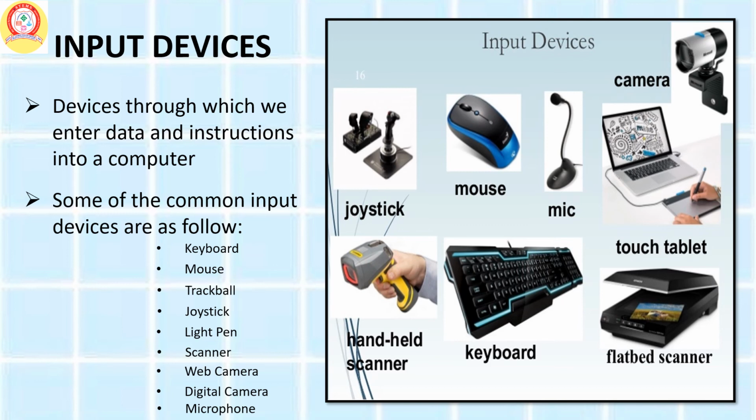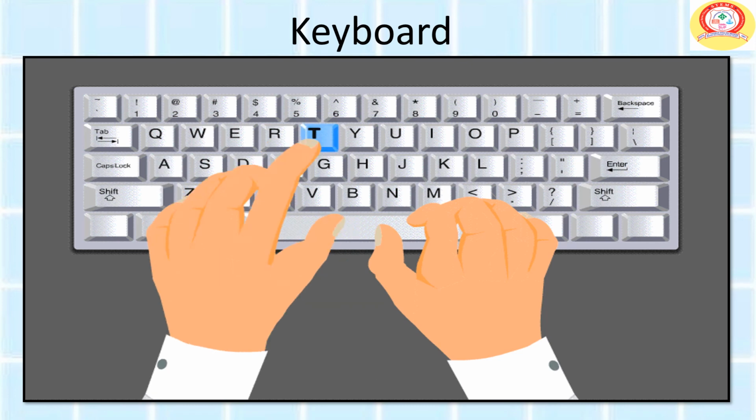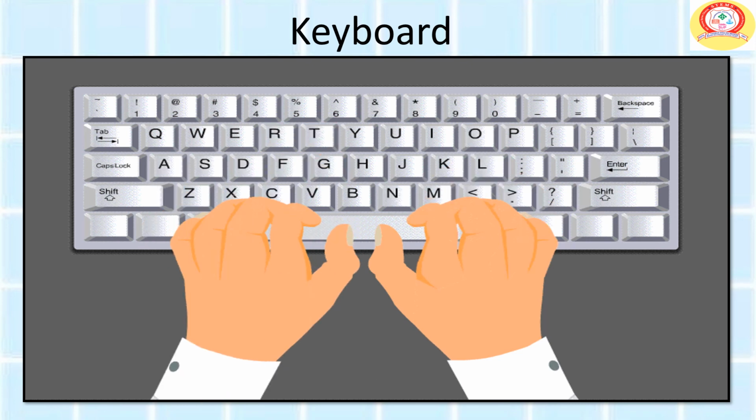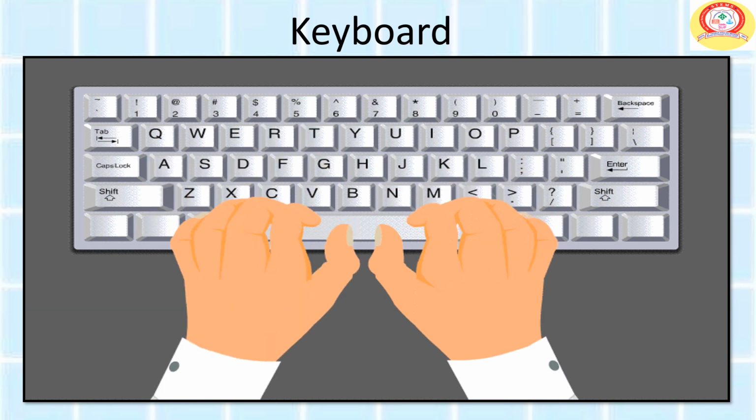Children, these are some of the input devices. Let's study them in detail. Let's start with the first, keyboard. Children, this is a keyboard. A keyboard is the most commonly used input device. A keyboard has keys similar to those of a typewriter. Some extra keys like function keys are available for various operations. A keyboard is used to enter data or text into the computer. This is the work of a keyboard.